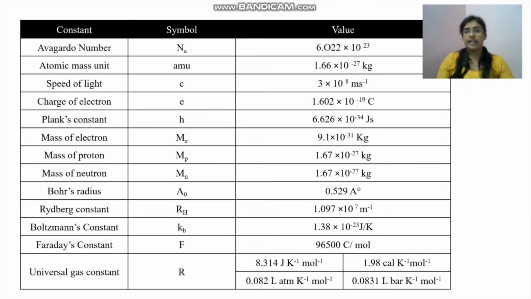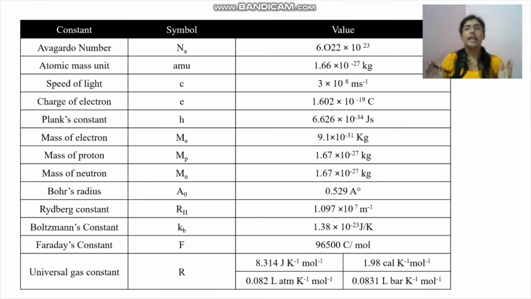And the next constant is Faraday's constant, F, which we use when we study electrochemistry. We use the formula relating the Gibbs free energy with the EMF of the cell, delta G is minus nFE cell, where F is the Faraday constant and it has a value 96,500 coulomb per mole. It's not exactly 96,500, it is 96,485. So that's rounded off to 96,500 for our easier calculations.